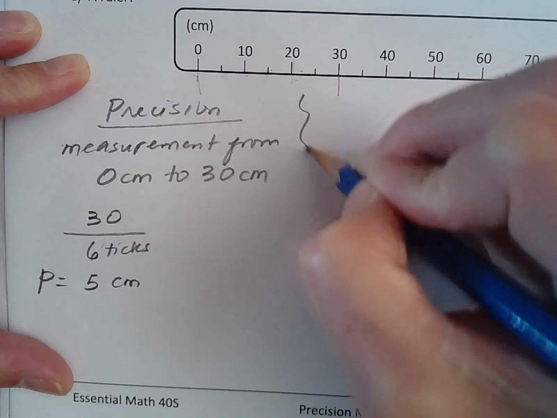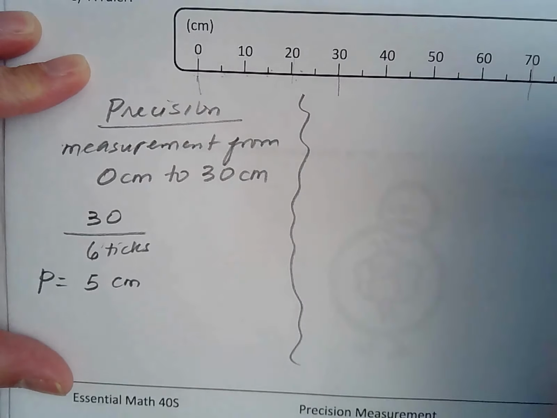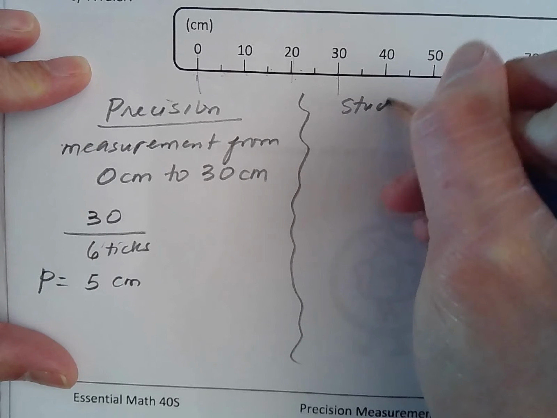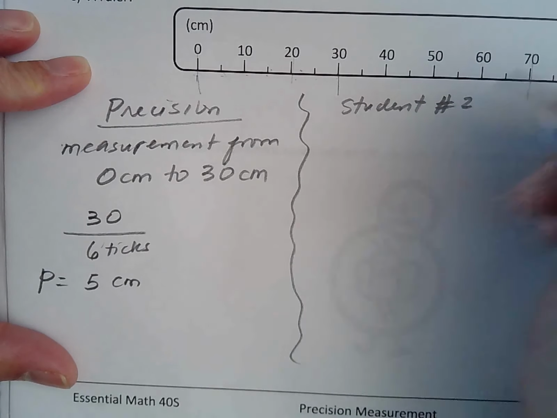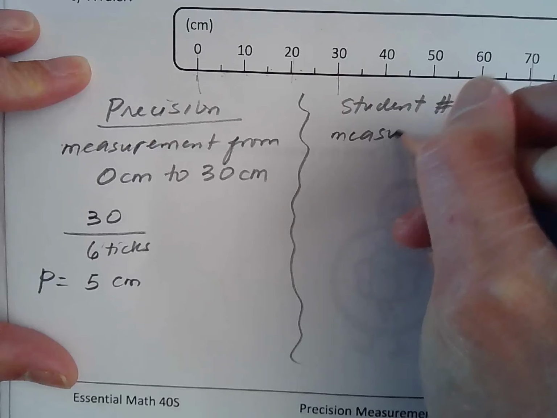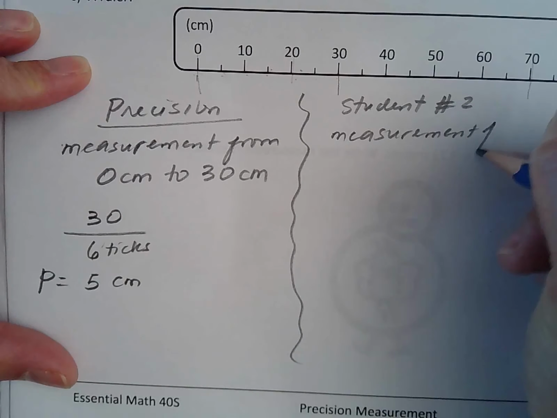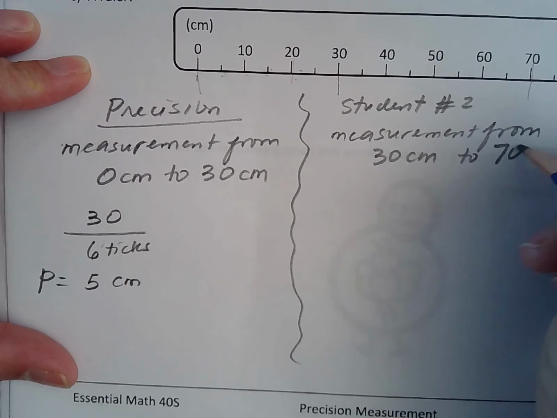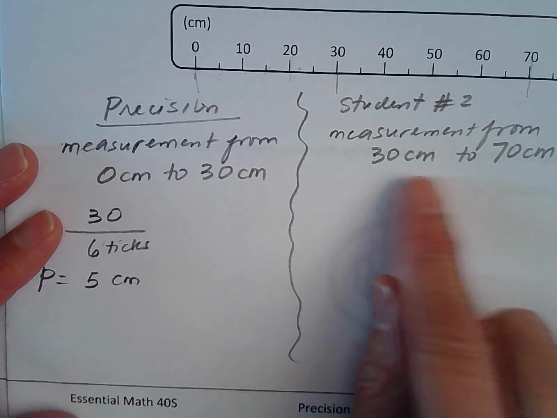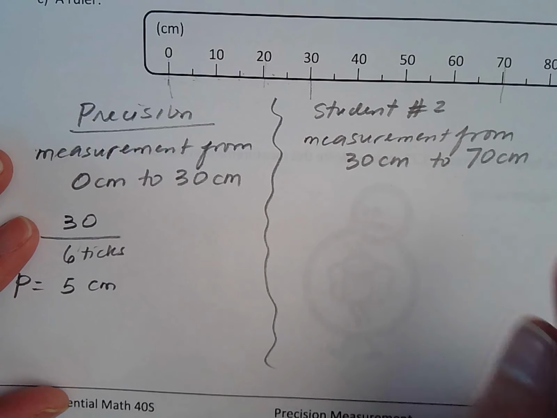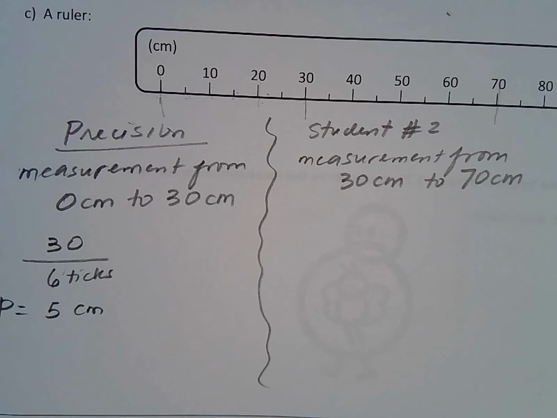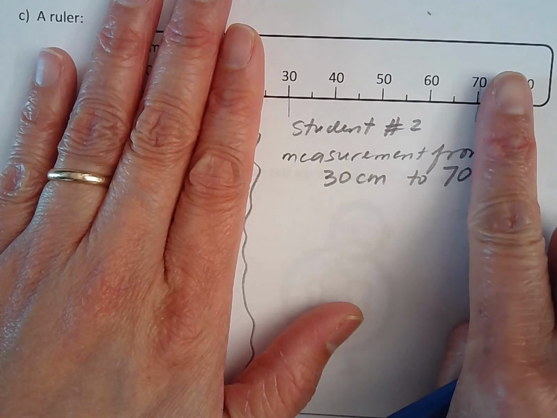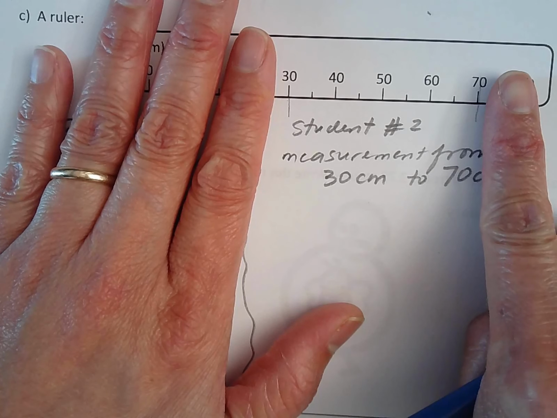Okay, so let's do another student. Let's say student number 2 did a measurement from 30 centimeters to 70 centimeters. So from 30 to 70, what measurement is that? How big is that measurement? From 30 to 70. How big is that?